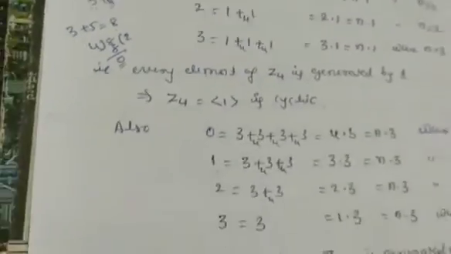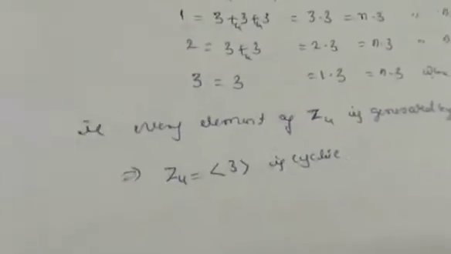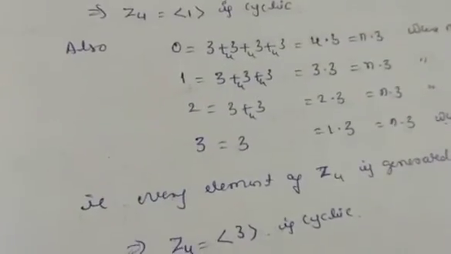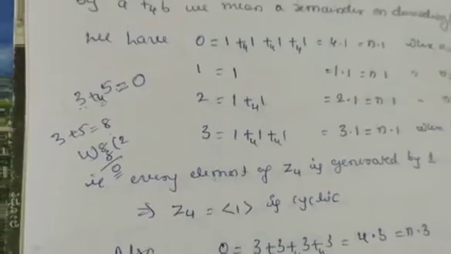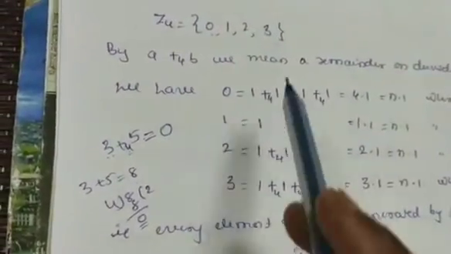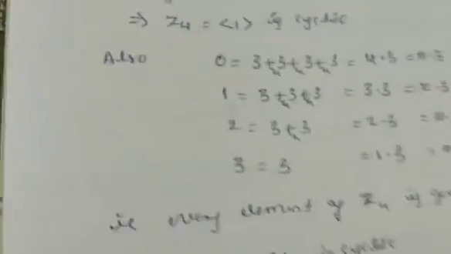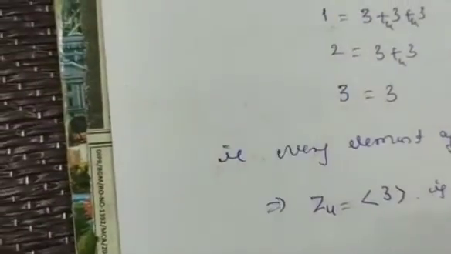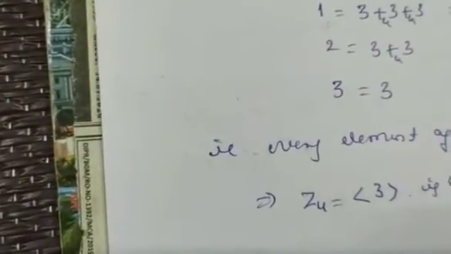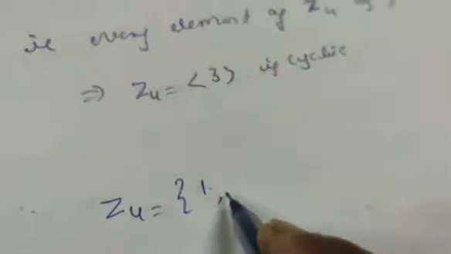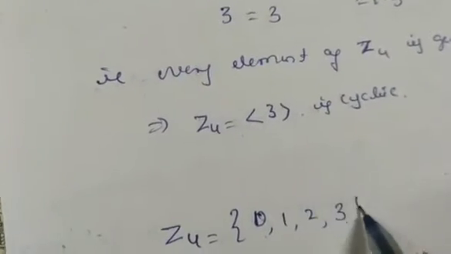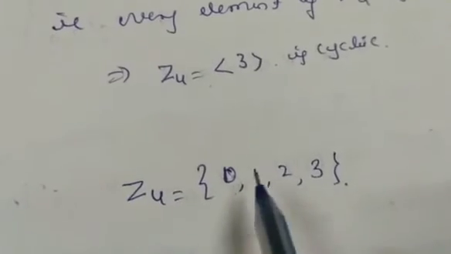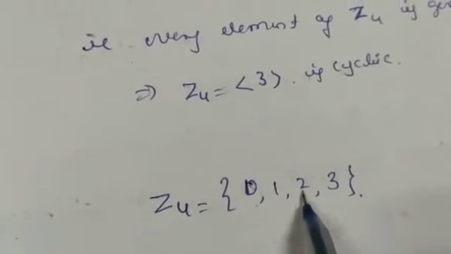So let us see whether it is possible for 2 or not. The meaning of finding whether it is a cyclic group or not is that you have to express all the elements of this Z in terms of one particular element. Suppose Z4 is equal to 0, 1, 2 and 3. Now I want to verify whether 2 is the generator of this Z4 or not.